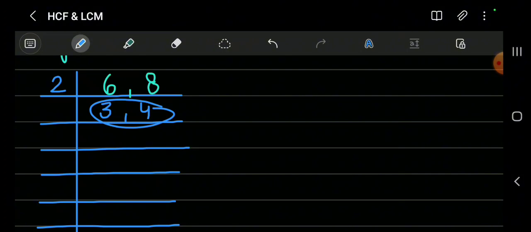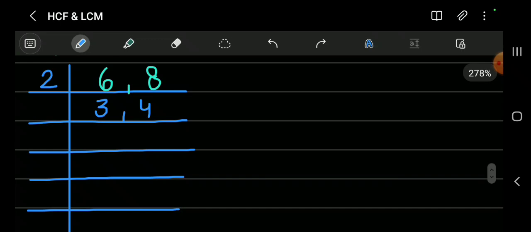If you take 3, it won't divide 4. If you take 2 or 4, it won't divide 3. So at this step, you can take any one number that will divide one of the numbers, divide that and leave the other number as it is below. Now when you get 1, the division stops here.